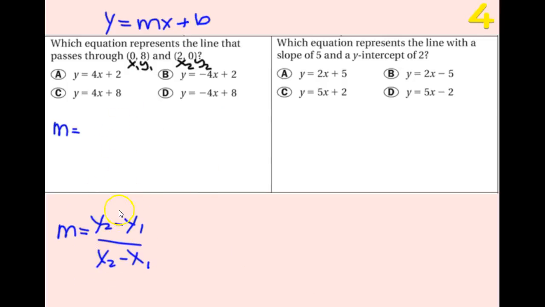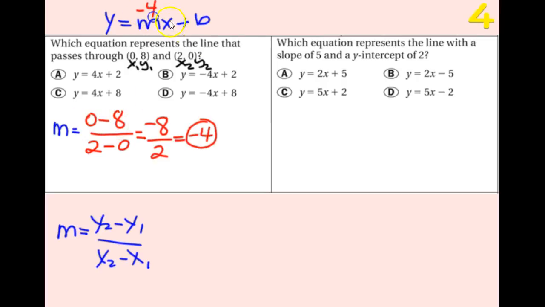So I'm going to label my point x1, y1, that's point 1, x2, y2, that's point 2. So let's plug in what we know. y2 is 0, minus y1, which is 8. Then on the bottom, x2, which is 2, minus x1, which is 0. So 0 minus 8 is still 8, but it's negative. And 2 minus nothing is just 2. So negative 8 divided by 2 is negative 4. So we figured out m, so m has to be a negative 4.